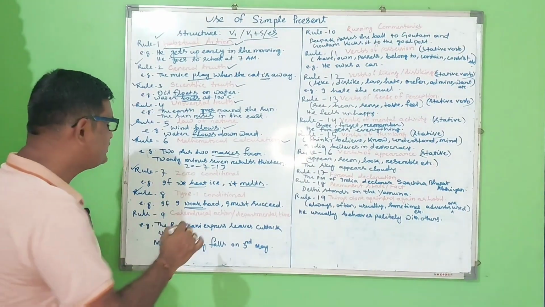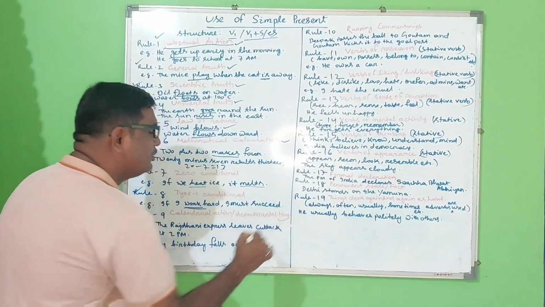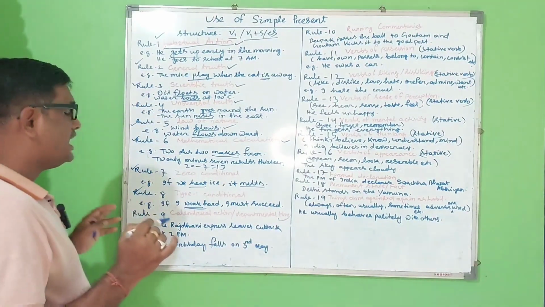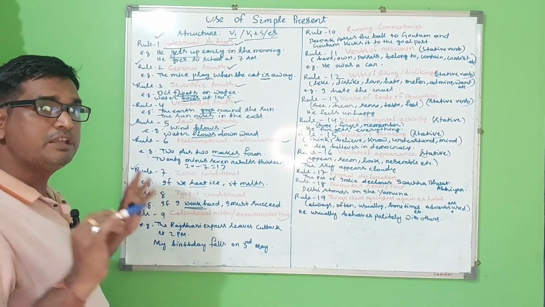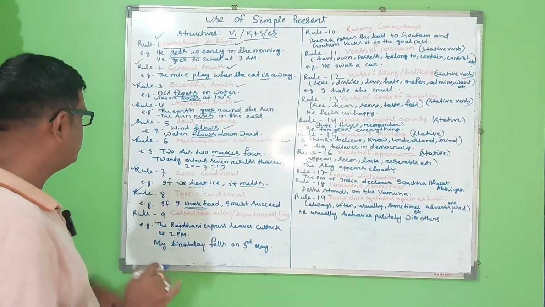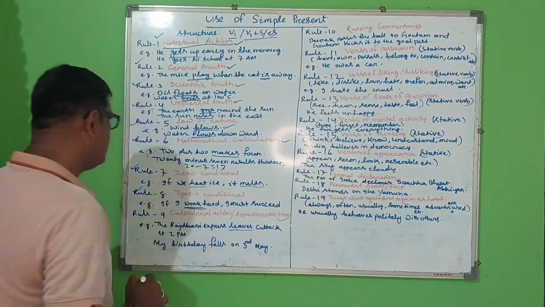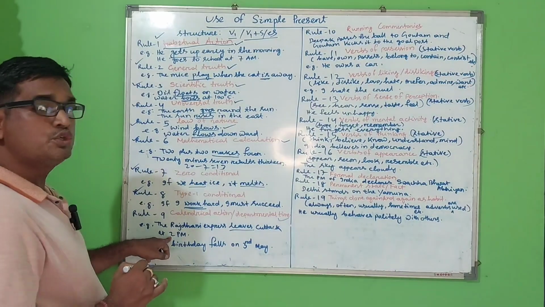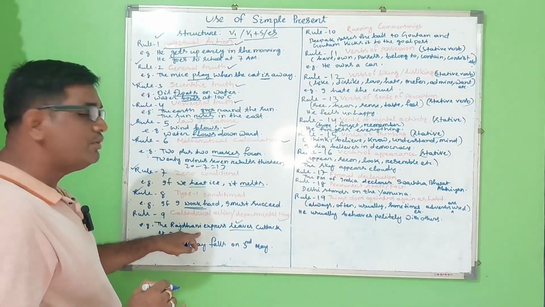Rule number 9 is calendrical action or departmental time. If some actions are fixed in the calendar, fixed in future time or departmental time, that is expressed in simple present tense. For example, the Rajdhani Express leaves Cuttack at 2 p.m. So this is simple present tense. This is fixed in the railway timetable.